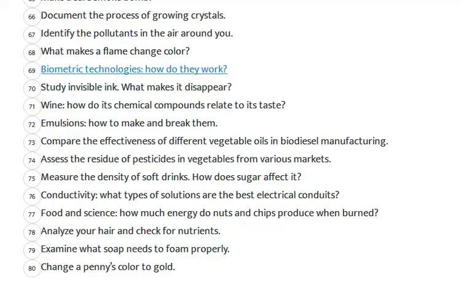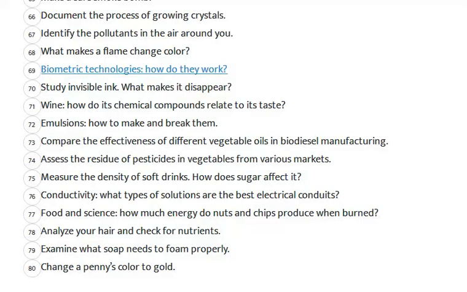Assess the residue of pesticides in vegetables from various markets. Measure the density of soft drinks. How does sugar affect it? Conductivity. What type of solution are the best electrical conductors? Food and science.